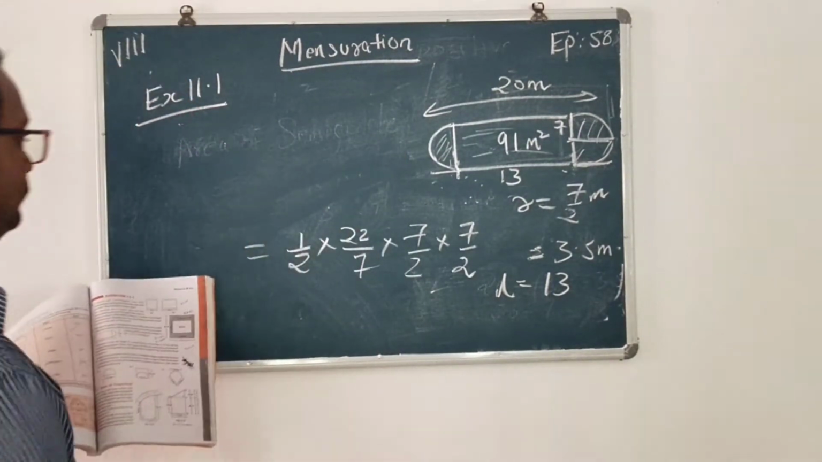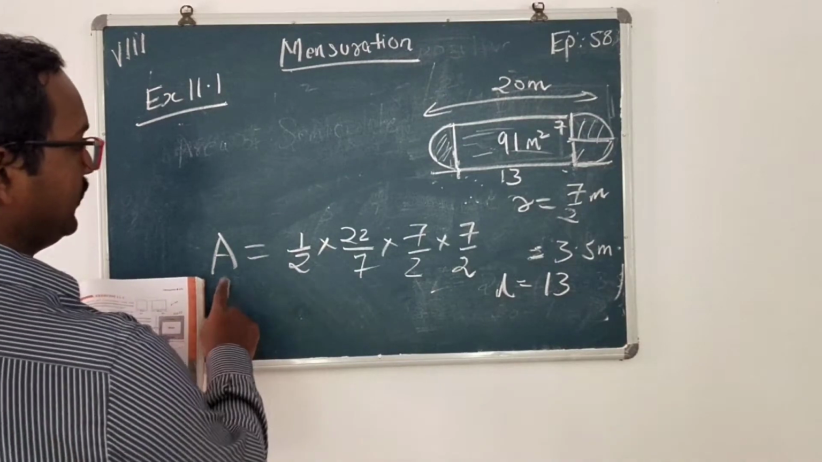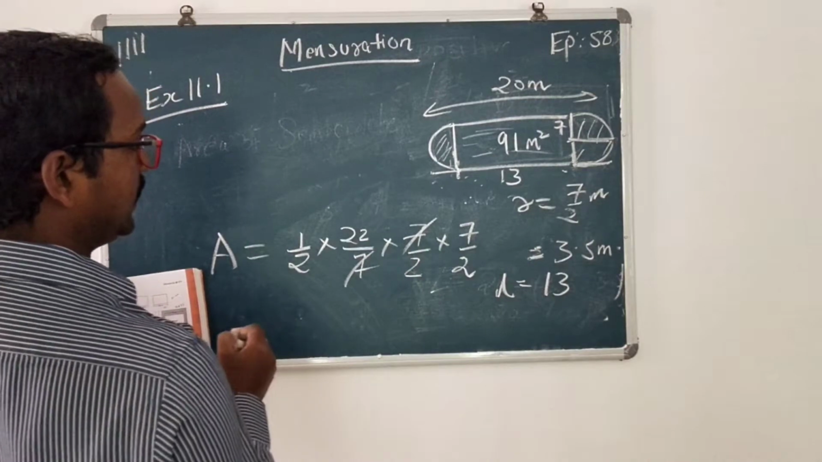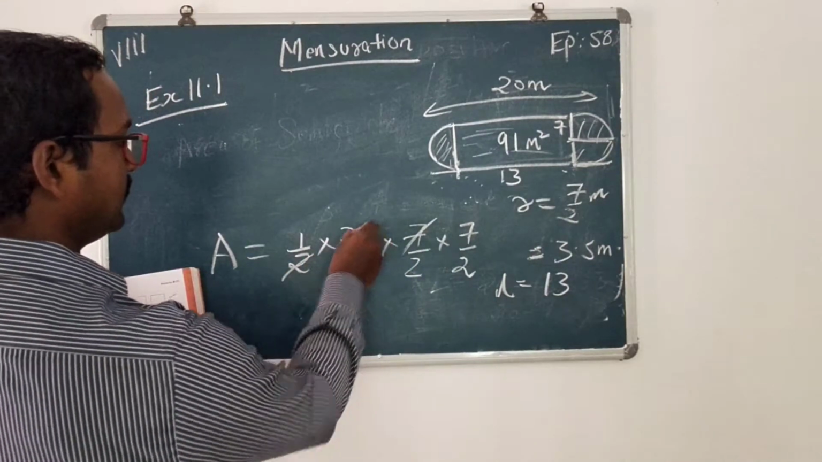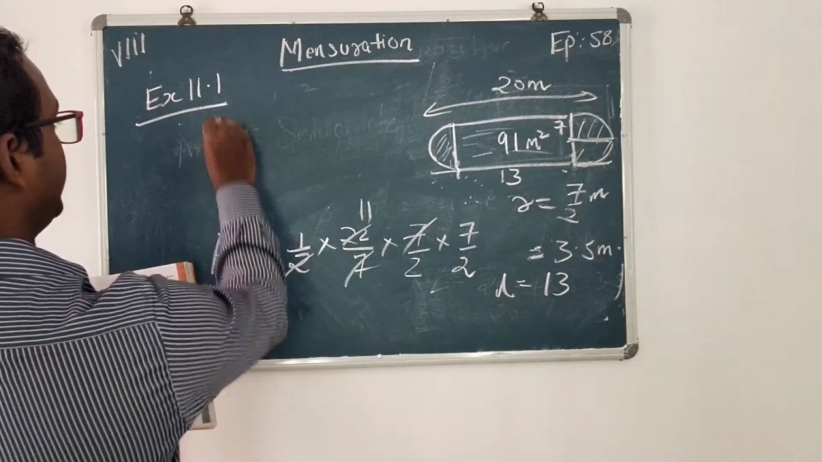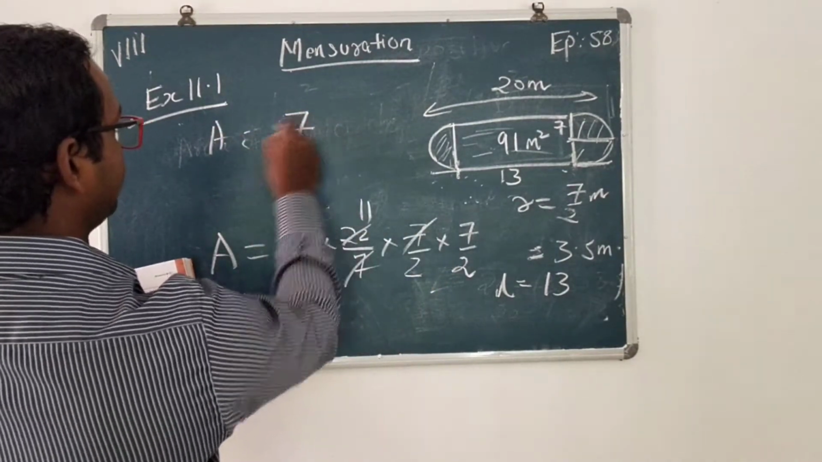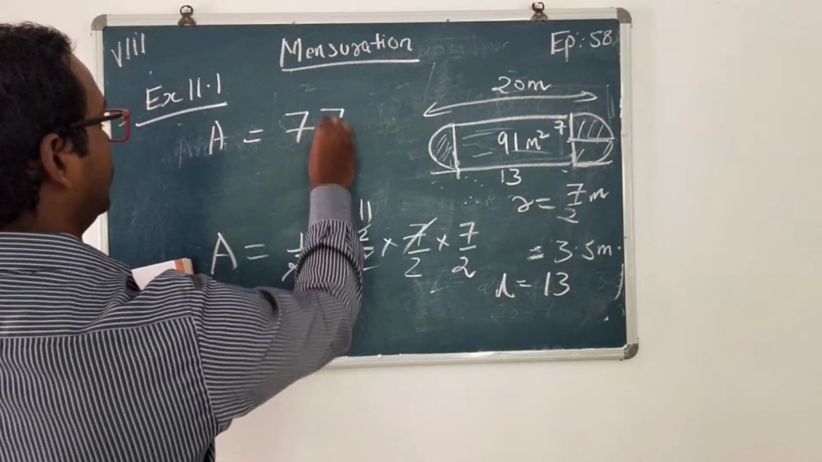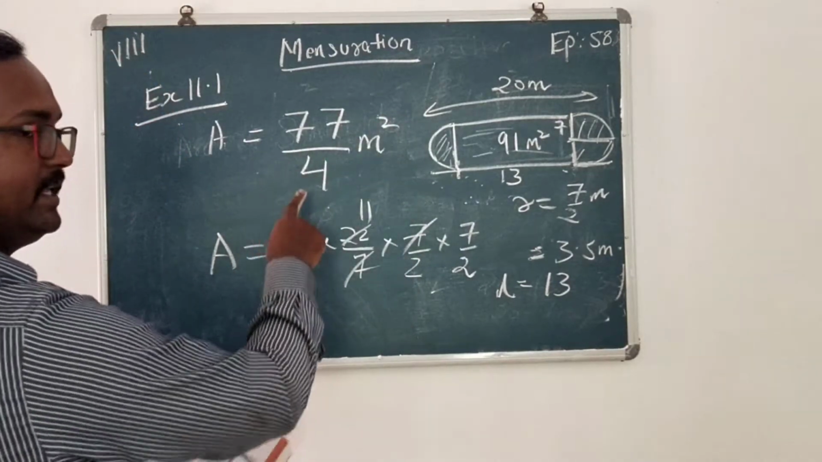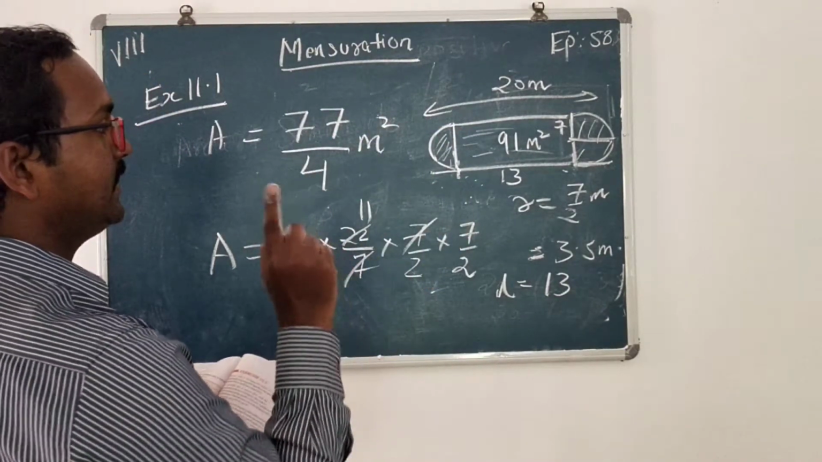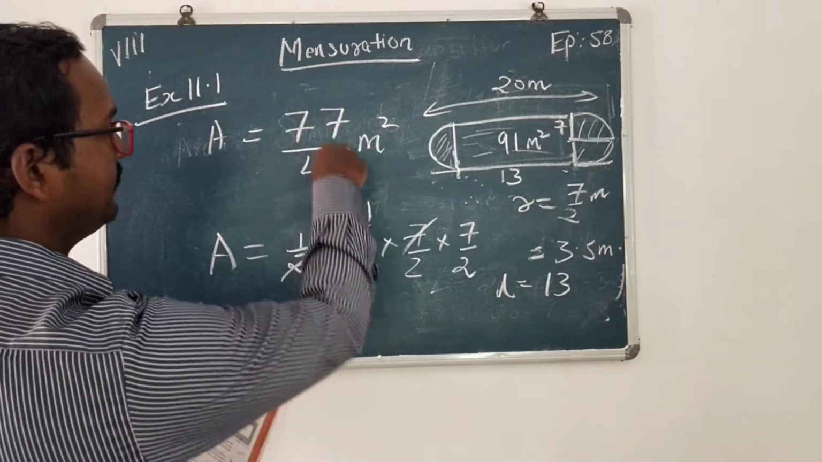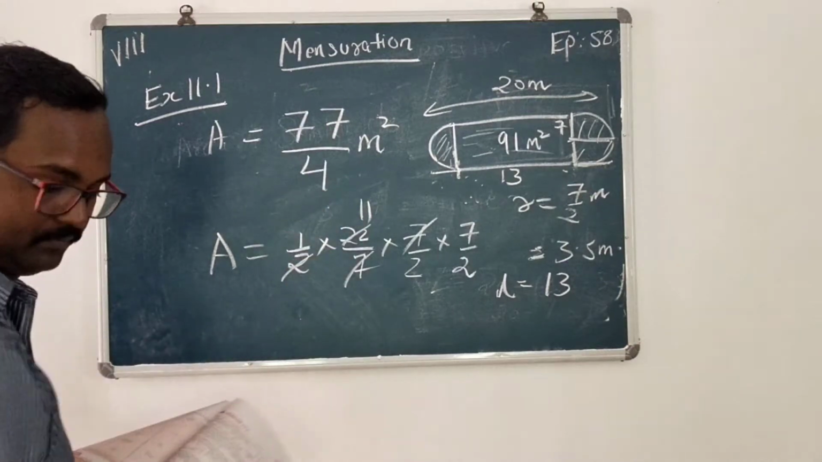So here, this is the area of the semicircle. This 7 and this 7 will cancel. From this 22 we can make it 11. 11 into 7. So the area of the semicircle is 11 into 7, 77, divided by 2 into 2, 4. This is the area of one semicircle. We have to find the area of two semicircles. So 2 into 77 by 4.